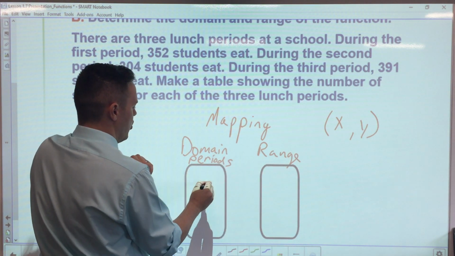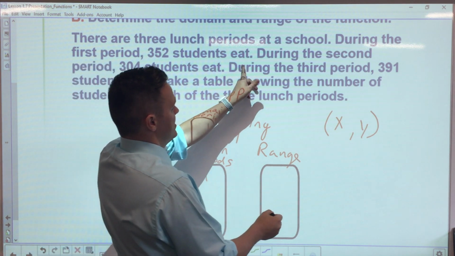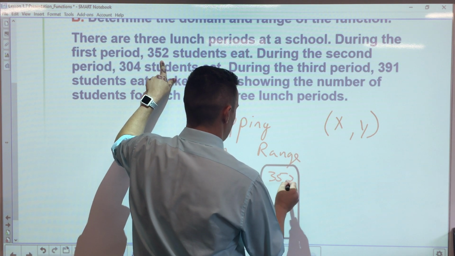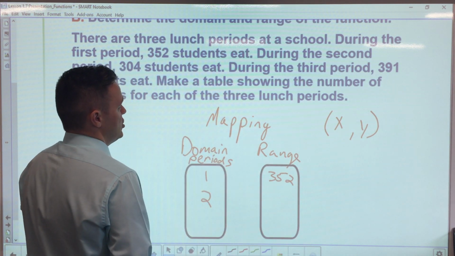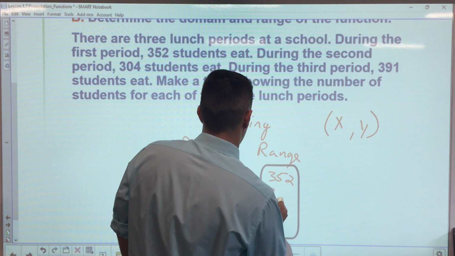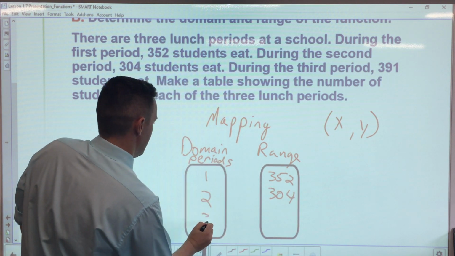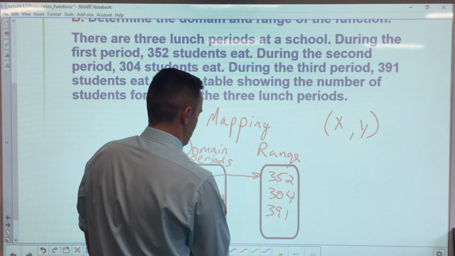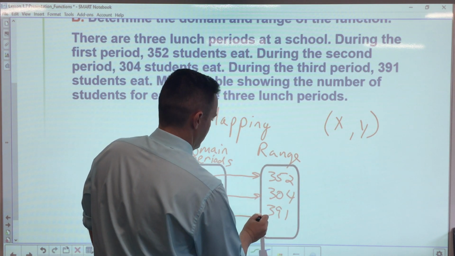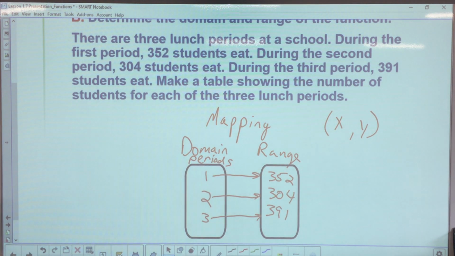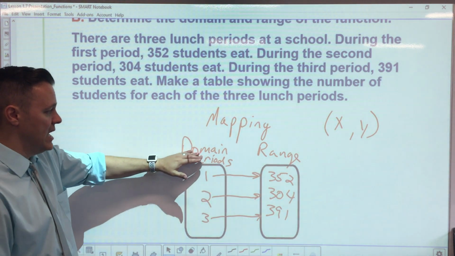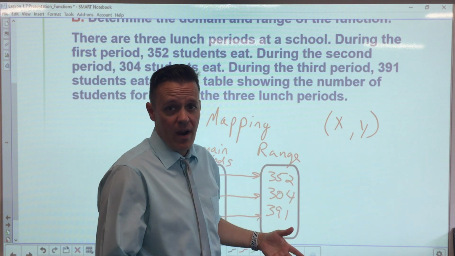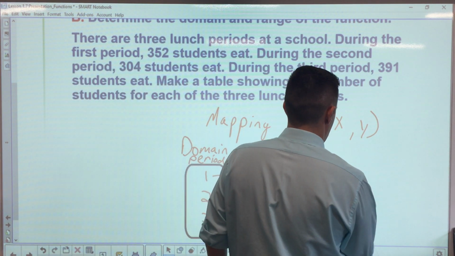So, your first domain is 1. And what is your range with this? During the 1, the range is 352. Domain of 2, it is 304. Domain of 3, 391. Now on mapping, you're supposed to draw the arrows so that you understand the relationship. There's your domain and range. Your domain is always going to be the first number in the sequence. The range is always the second. We could graph this out as well, if we were to do a plot.